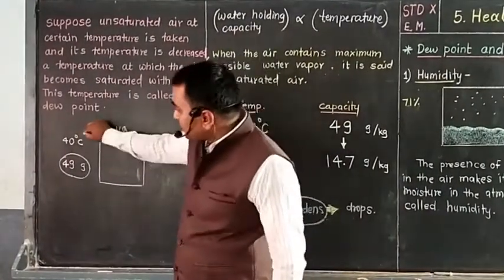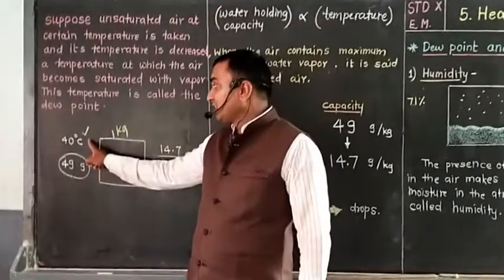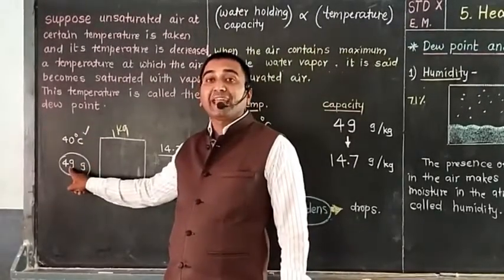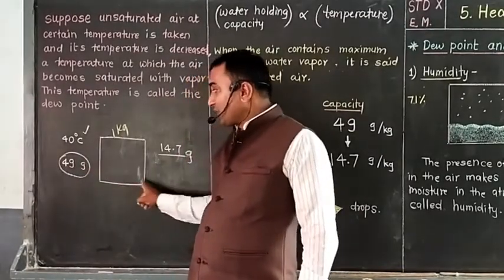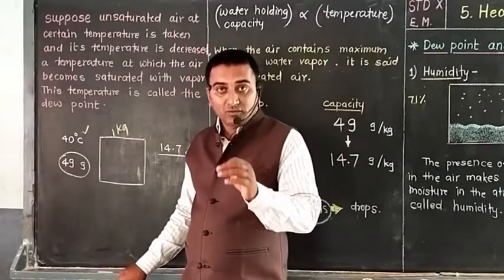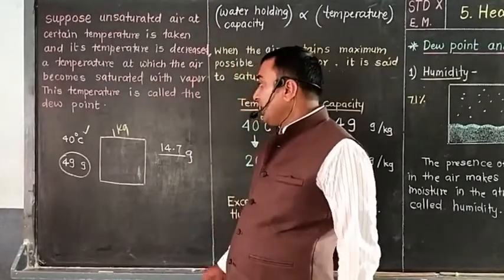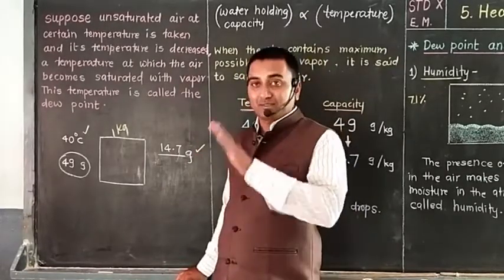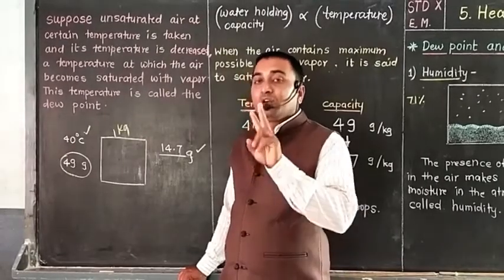So what is the temperature? The temperature is 40 degrees Celsius. For 40 degrees Celsius, the capacity is 49 gram. To make this air block saturated, we need 49 gram water vapors because this block is of 1 kg air, and the available water vapors are 14.7 grams. So our task is to make this air saturated.